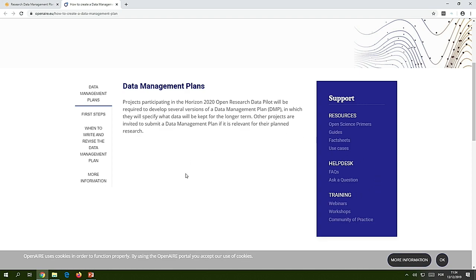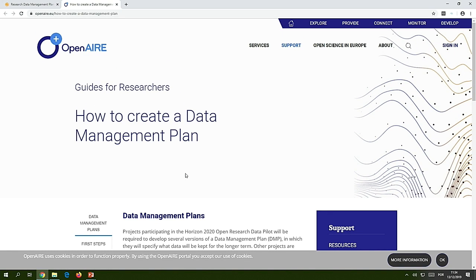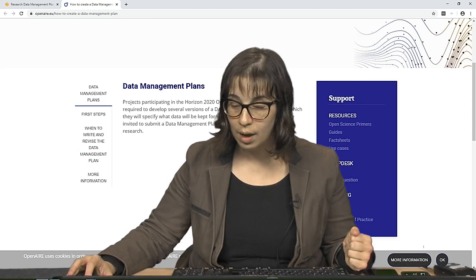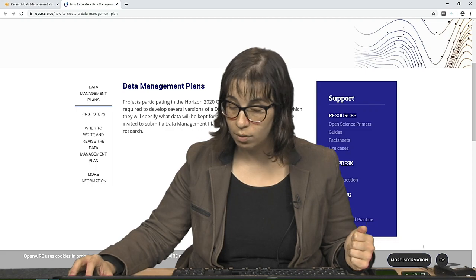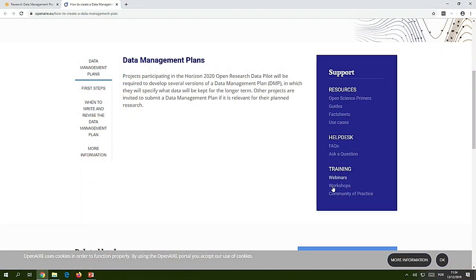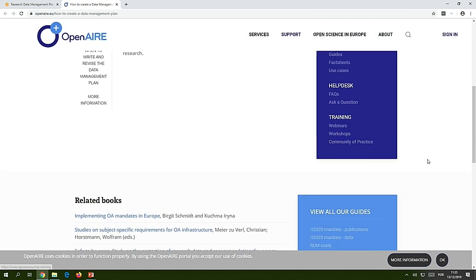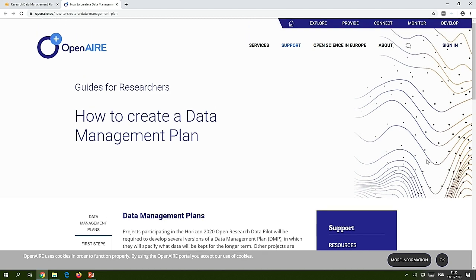And in here, I highlight OpenAIRE precisely because of the guidance they provide in terms of data management plans. Starting with the first steps, when to write and revise, and then they also provide more information. In here, you have also what they have as a help desk, where you have frequently asked questions, but you can also ask a question yourself. And then, of course, there are a lot of training materials available, webinars, workshops, and of course communities of practice.